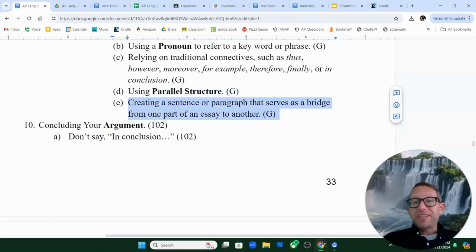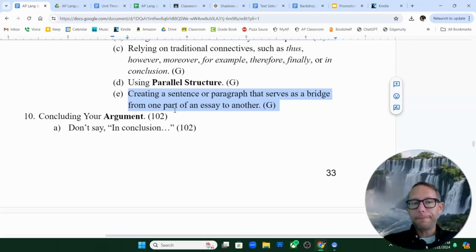Create a sentence or paragraph that serves as a bridge from one part of an essay to another. Okay, remember, this isn't 5-paragraph essay time. You can do a 5-paragraph essay if you think that serves your rhetoric the best. But if I were teaching you the 5-paragraph essay, I might yell at you for having a paragraph that only acts as a bridge. But this is whatever's good for rhetoric. So if you feel like a paragraph or sentence bridge is going to make the best transition, then by all means, remember, rules are made to be broken. So you make that paragraph into a bridge if you think it's going to help and serve your rhetoric, okay?